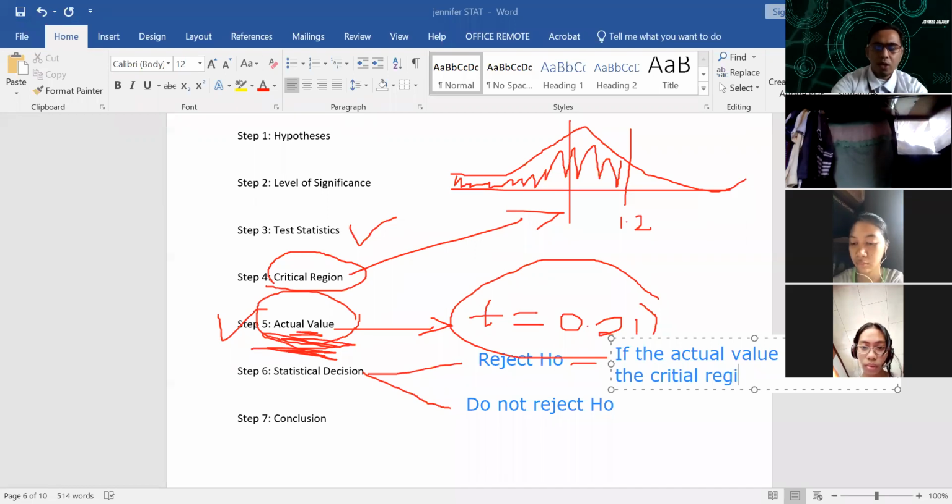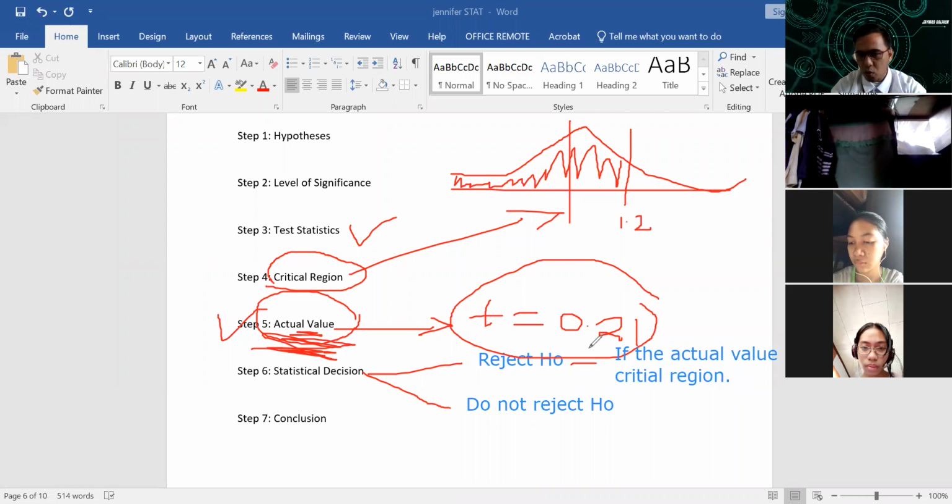To understand, like this one. We know that this is our actual value, right? Our actual value is 0.21, and that is somewhere here. Obviously, it falls inside the shaded region. It falls inside the critical region. If it falls inside, class, then your statistical decision is reject the null. Okay?